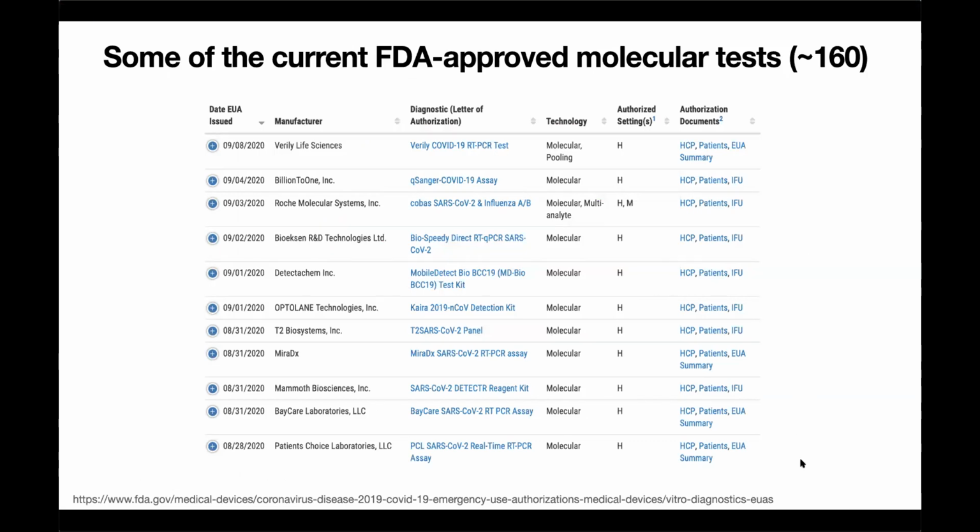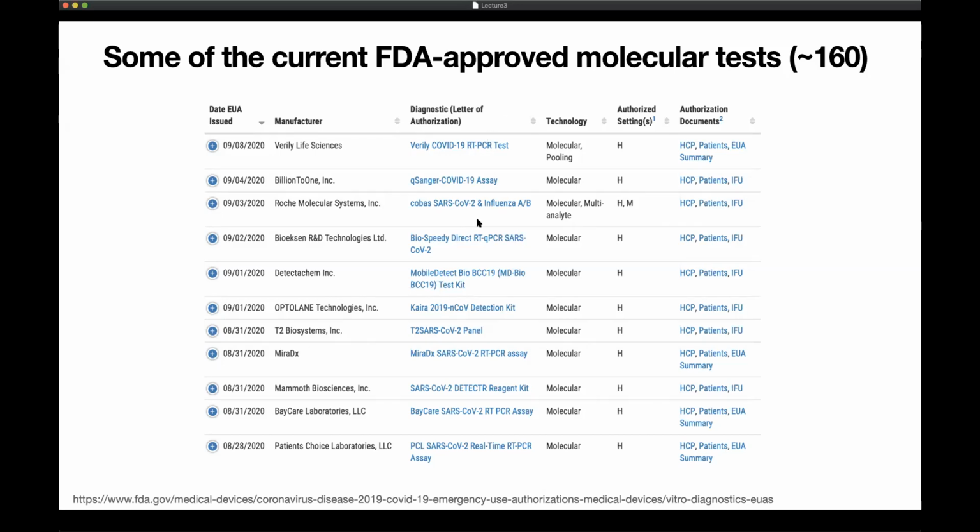So you might ask how many different tests there are. And as of yesterday, there are 160. In fact, one of the tests was approved 2 days ago on the 8th of September. So there is an FDA website, which is linked here. You can look at it. And there's a searchable interactive list of tests that have been approved, emergency approved, most of them.